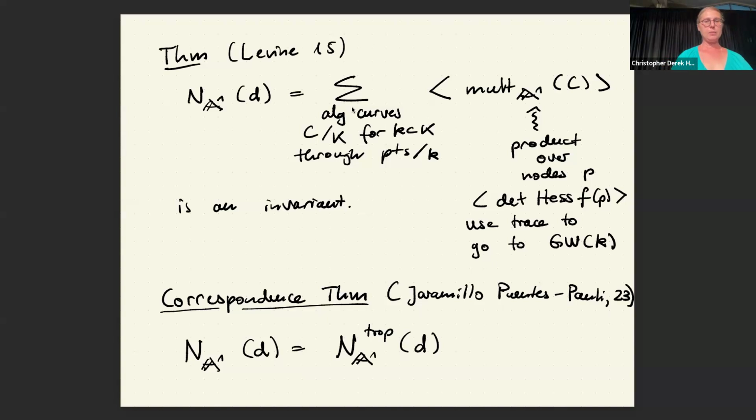Okay, and then also here we have a correspondence theory by Andres Jaramillo-Puentes and Sabrina Pauli, who showed that you can compute this quadratically enriched count in the tropical world. And once again, we're just counting one and the same set of tropical curves. We only have to count them now with quadratically enriched multiplicity. Yeah. How does that look like?